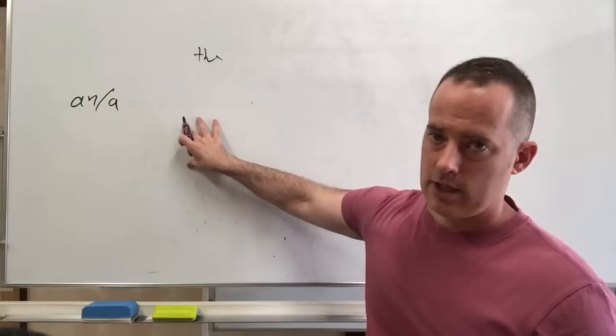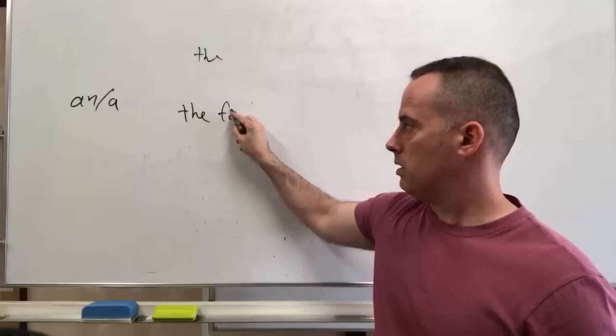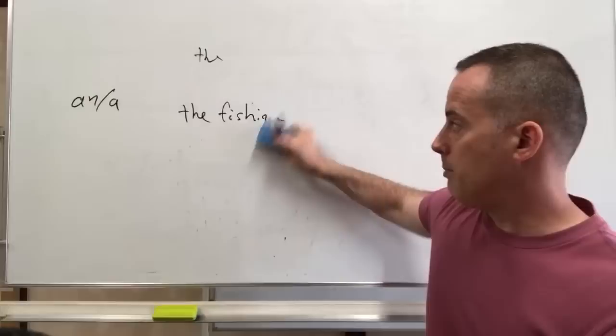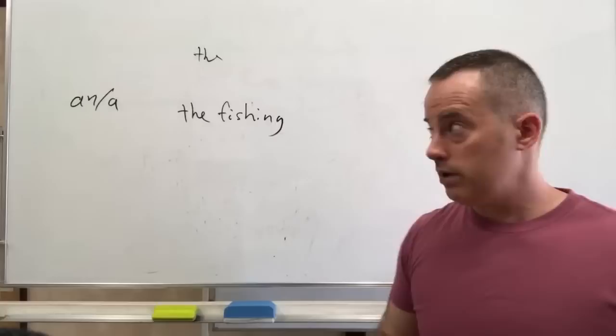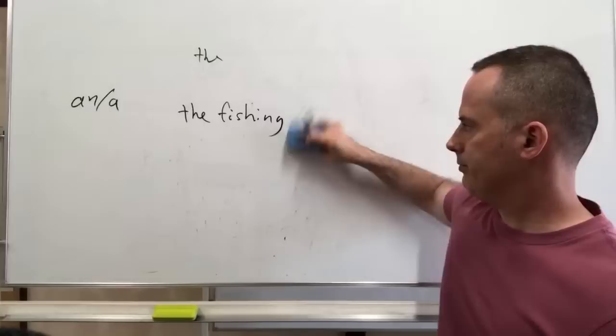All right, so let's talk about like if you're doing something or talking about something in a particular place. So as an example, the fishing. So I'm going to get people in the comments complaining about my bad handwriting. I know it. So let me be a bit more clear here. So the fishing in, or let's just say the fishing here, make it easy. The fishing here is great.